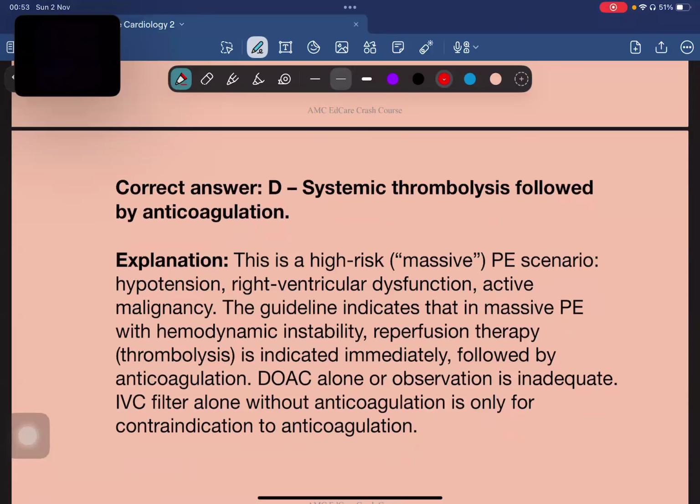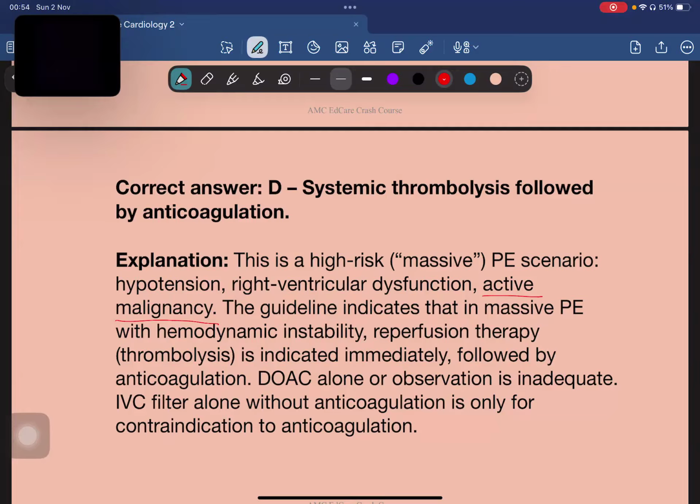This is a high risk patient, and just like we mentioned, she has right ventricular dysfunction, and we forgot to highlight that as well, the active malignancy that's going on. So all of that combined is a high risk patient. The guidelines indicate that in a massive pulmonary embolism with hemodynamic instability, reperfusion therapy is indicated immediately, and it should be followed by anticoagulation.